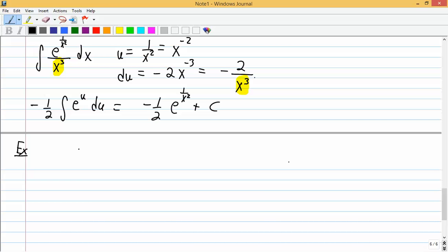Let's look at this one. The integral of e to the negative x over 1 plus e to the negative x.